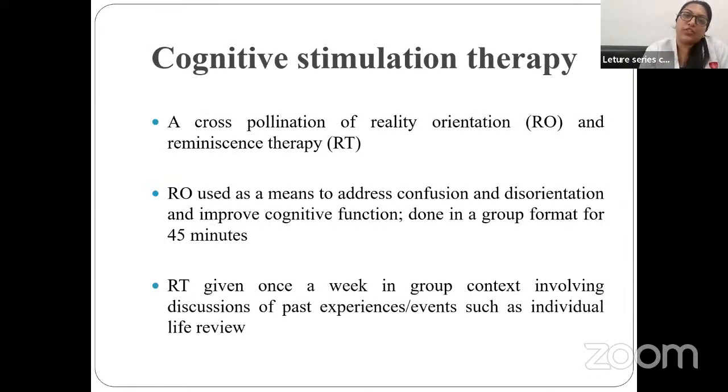Now, cognitive stimulation therapy. Cognitive stimulation therapy is a mixture of two different approaches, a cross-pollination of reality orientation and reminiscence therapy. Reality orientation is used as a means to address confusion and disorientation and improve cognitive function simultaneously, and it is always done in a group format for 45 minutes. Reminiscence therapy is given once a week, again in a group context, and involves discussions of past experiences or events, like individual life reviews for the patients.